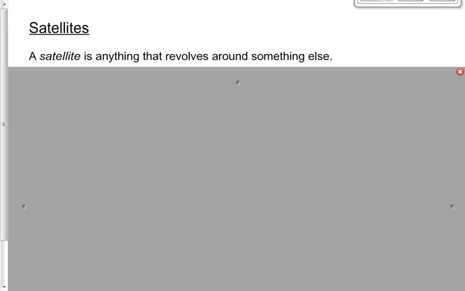Last thing that we do this unit. Talk about a satellite today. What's a satellite? Well, it's anything that revolves around something else. The moon is a satellite of the Earth. We call that a natural satellite. The International Space Station revolves around the Earth as well. It's an artificial satellite. So we've got natural satellites, we've got artificial satellites.